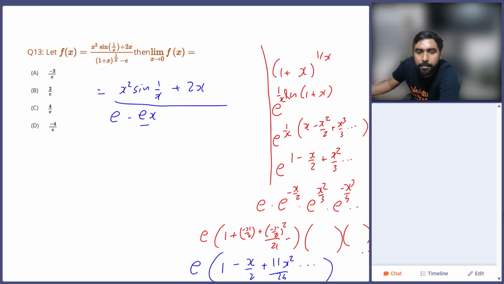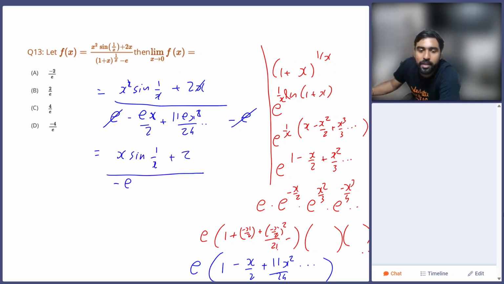I get e minus ex upon 2 plus 11ex square upon 24. The remaining terms are there. Minus e plus e I can cancel. We can also cancel one of the x out from the numerator and from the denominator. So what will I get? I'll get x into sine 1 by x plus 2 divided by, you have minus e by 2 plus 11e x by 24 and so on and so forth.